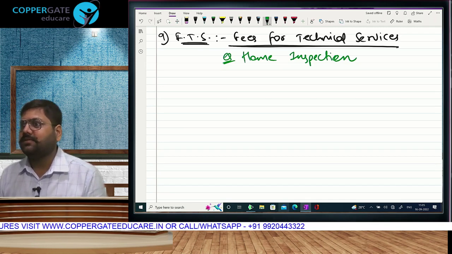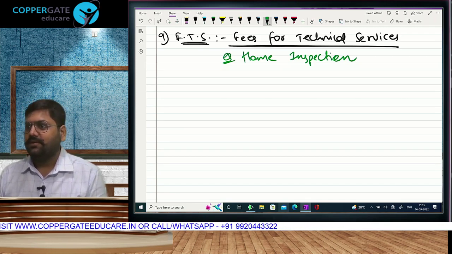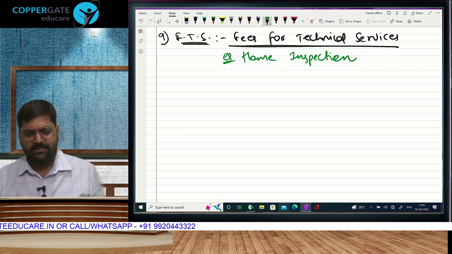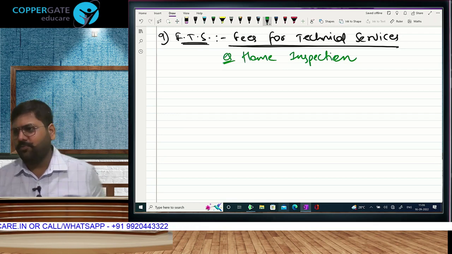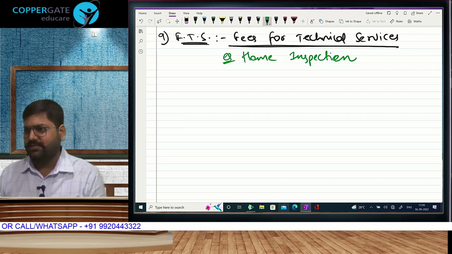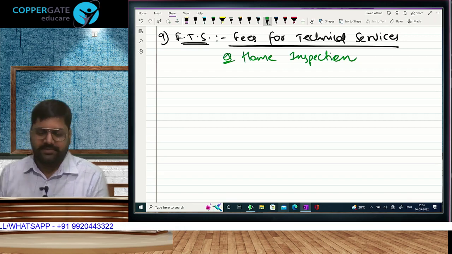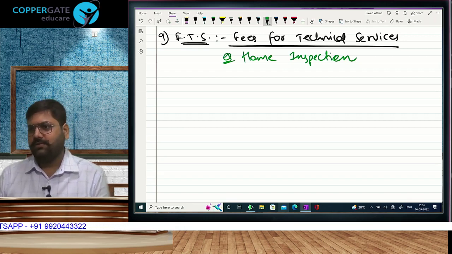Where is business in this? Really? Government, municipal corporation officers come and do a survey and decide whether OC has to be given or not. Anyways, we are not talking about that.